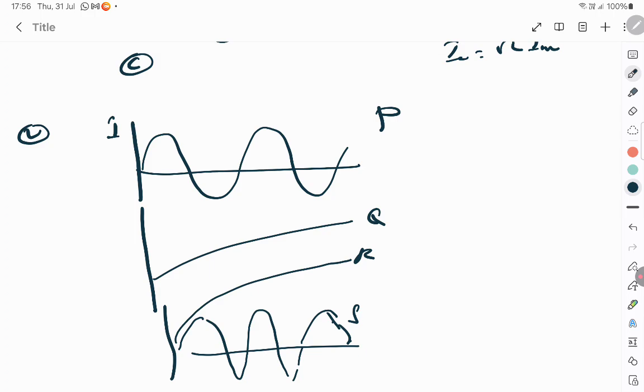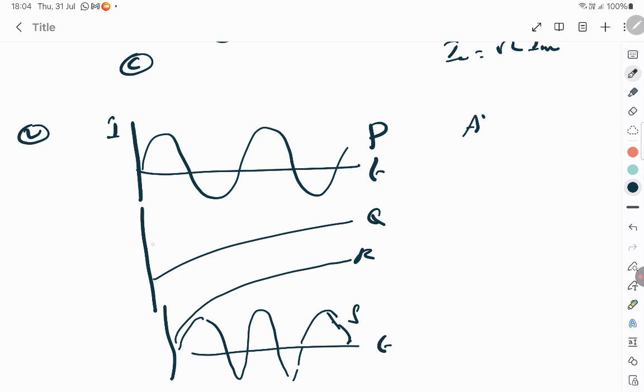Let me try to understand. The figure shows the variation of current with respect to time. All of these are varying with respect to time, and PQRS are the 4 devices. The question asks for the device in which alternating current will flow. Hold on, they've given P, Q, R, S as instruments. Actually, the question is wrong. Okay, I'll tell you what.